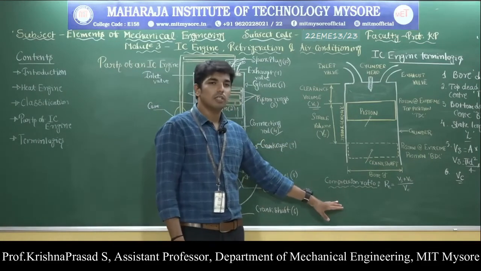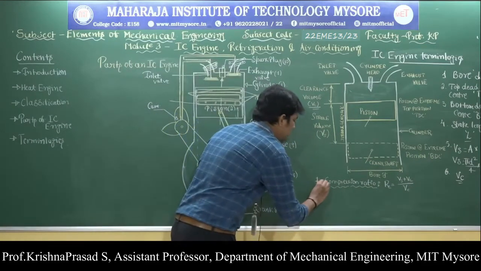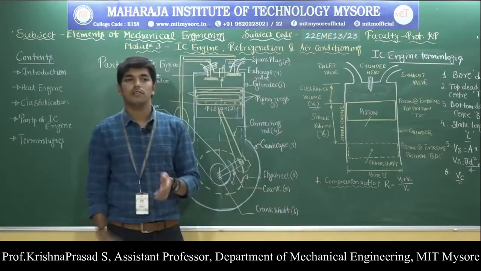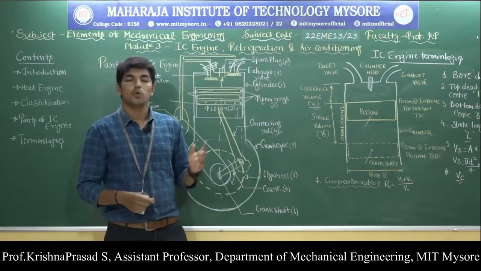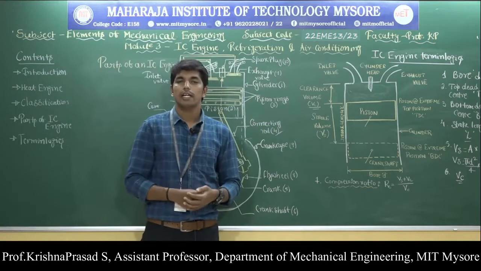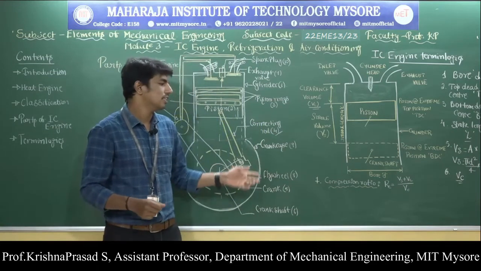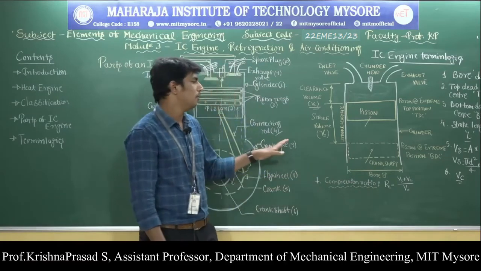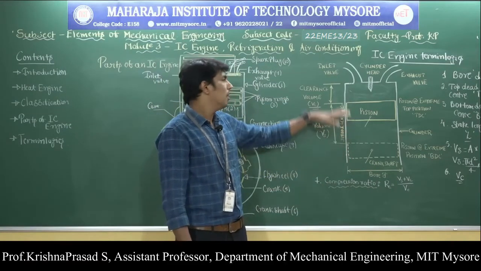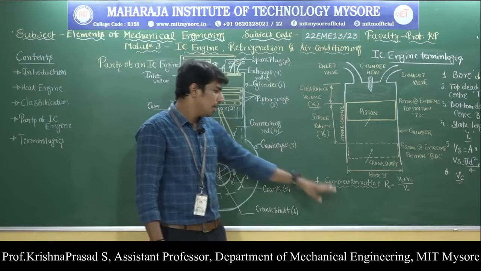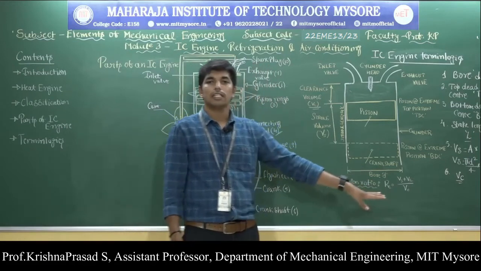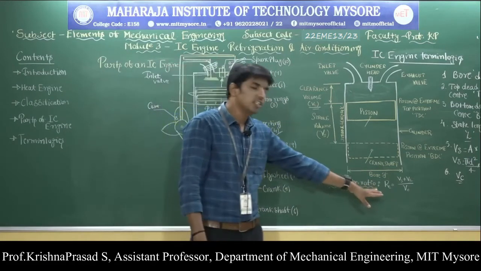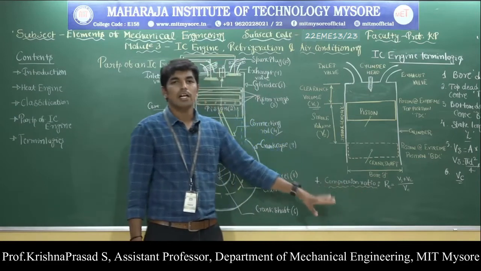Next, the seventh one is the compression ratio. Compression ratio is defined as the ratio of the total volume of the cylinder to the clearance volume. The total volume of the cylinder is the summation of the stroke volume and the clearance volume. Total volume divided by the clearance volume is called the compression ratio, and it is usually denoted by RC.